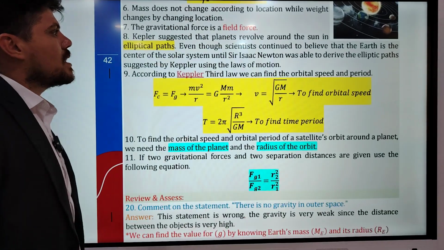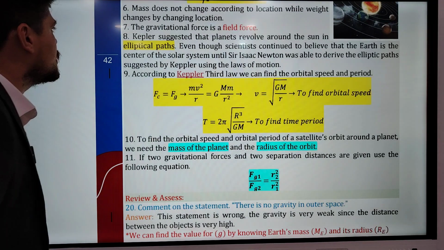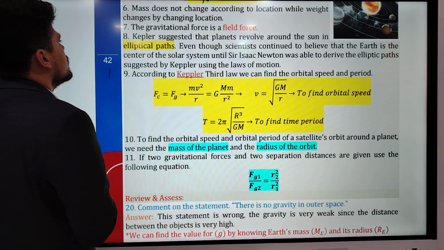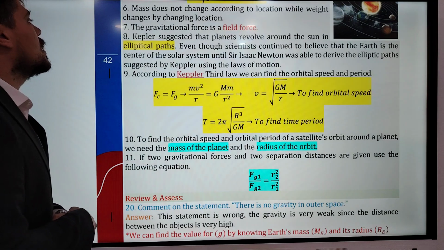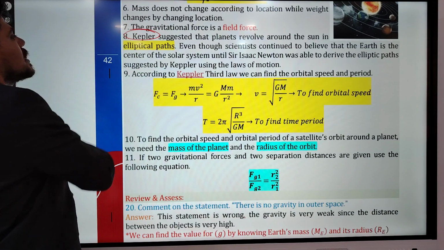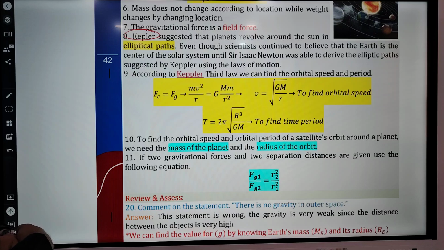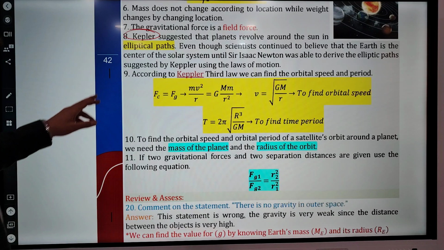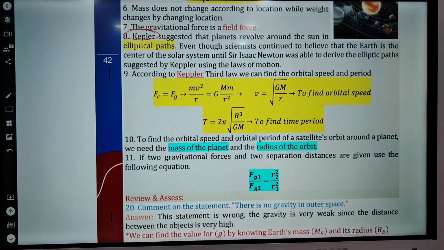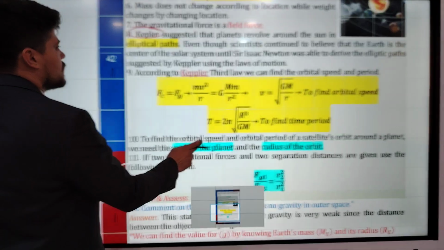Kepler suggested that the planets revolve around the sun in elliptical paths. Which of the following scientists suggested that the planets revolve in an elliptical path? Johannes Kepler. Be careful. Even though the scientists continued to believe that the Earth is the center of the solar system, Sir Isaac Newton was able to derive the elliptic path suggested by Kepler using the laws of Johannes Kepler. According to Kepler's third law, we can find the orbital speed. This orbital speed is very important.